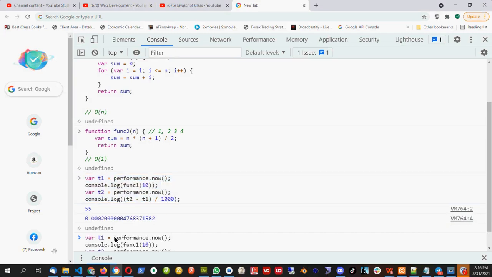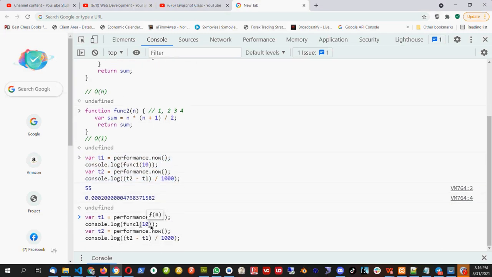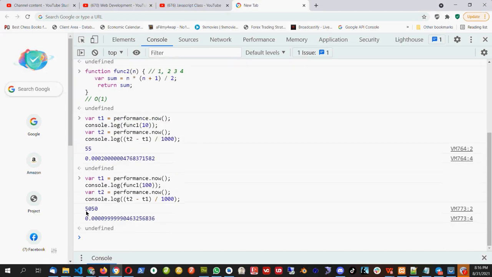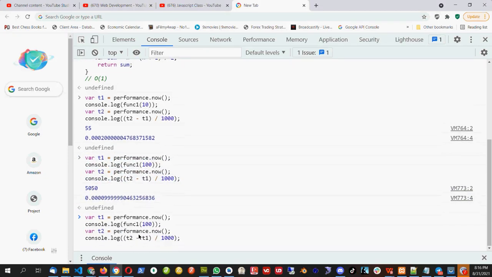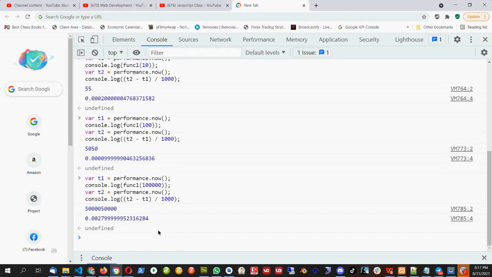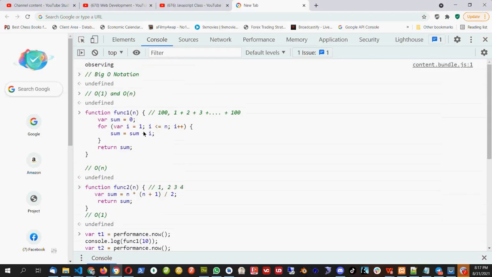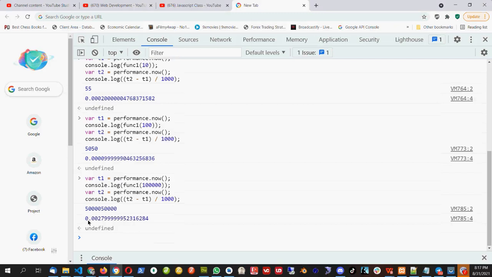Let's try to increase the number now. I will put 100. Now the sum is coming like this, but the time has decreased. These two times are not very far apart, so the time will go up and down depending on when we call it. Let's try a bigger number, 100,000. It's taking 0.02 seconds because it is looping 100,000 times, and it gives me this result.